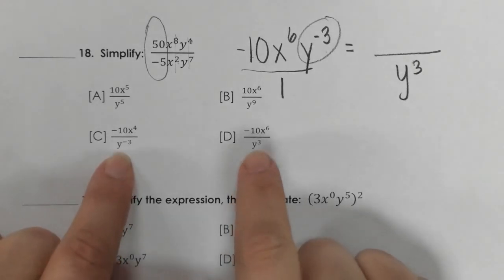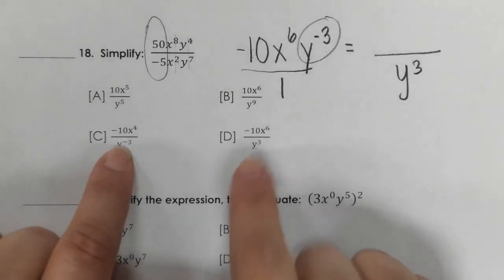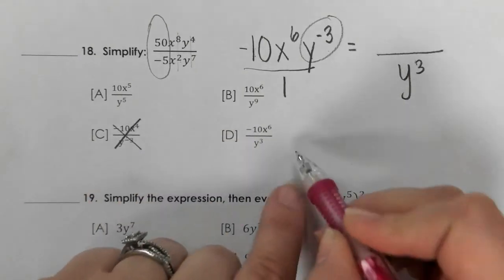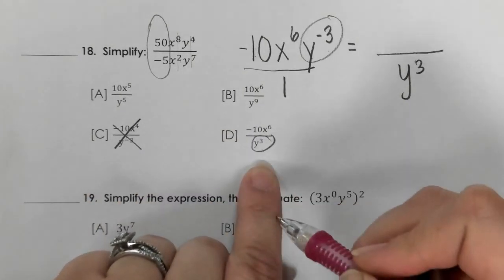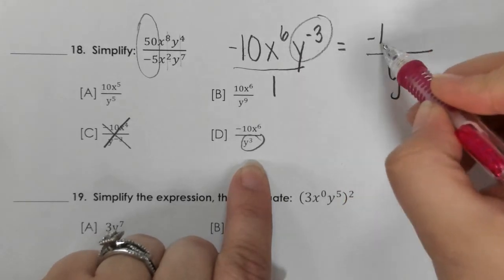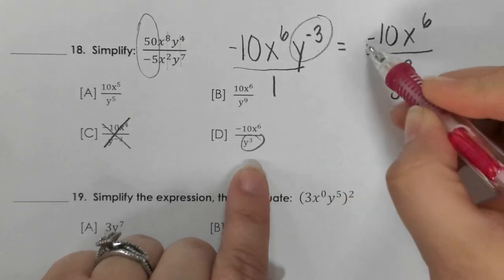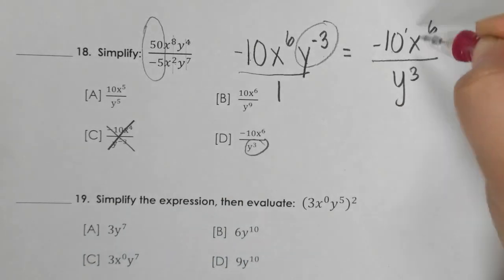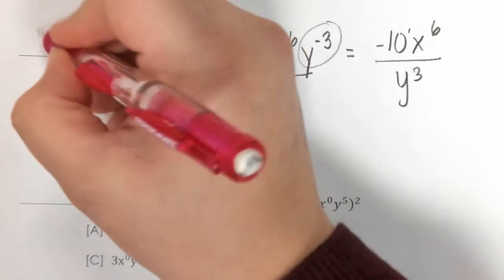So if I look at my 2 options, C and D, I can't pick that one because it's a negative at the bottom. I've got to pick this one because it's a positive at the bottom. And then the other thing is the -10 is a negative base. The exponent is a positive 1. That's why I left it at the top.